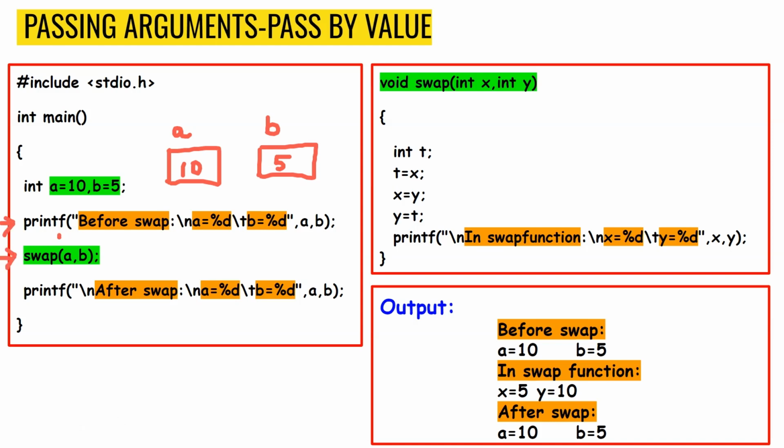Once you make a function call, the control will go to the called function swap. Here we have the function header followed by the function body. Here we are passing the values of A and B to the variables x and y. Just a value is passed from the main function, so that is copied to the variables x and y in the subfunction.